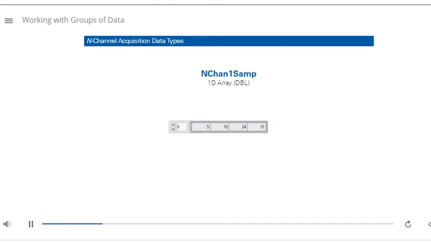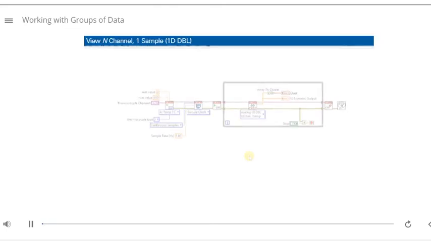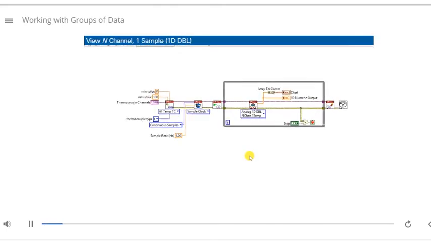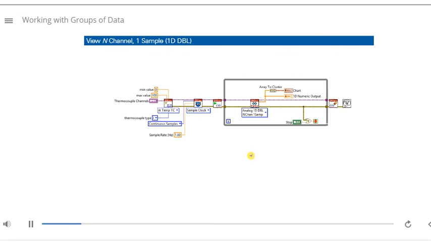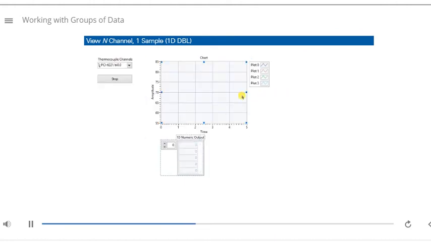If you are acquiring n-channel one-sample data, it will be returned as a 1D DBL array data type, where each element represents one sample from each channel. This VI acquires and displays n-channel one-sample data as a 1D DBL array. Notice that the DAQmx Read is configured for multiple channels, single sample, and floating point data formats. I can visualize this data as a regular 1D DBL array indicator or as a chart indicator, which shows a history of data written to the chart in previous loop iterations.